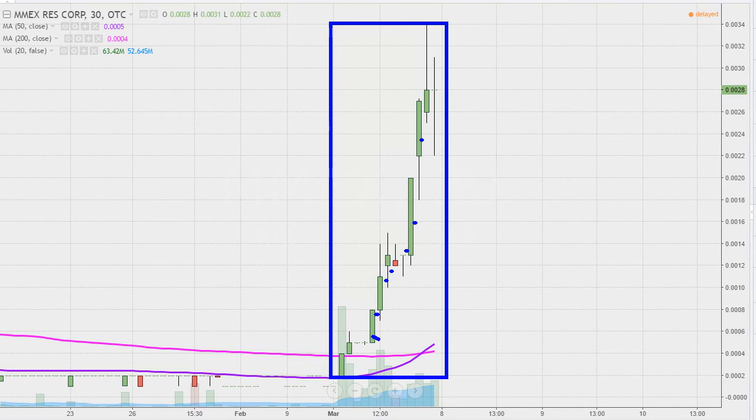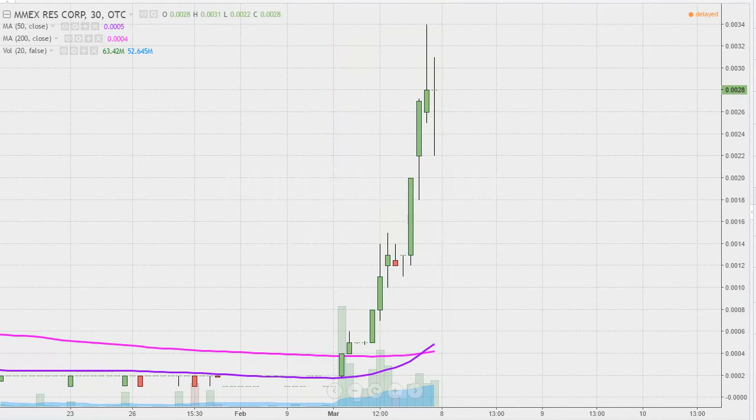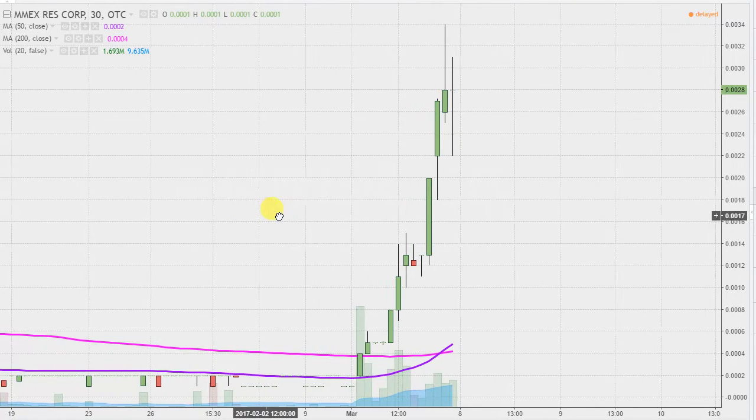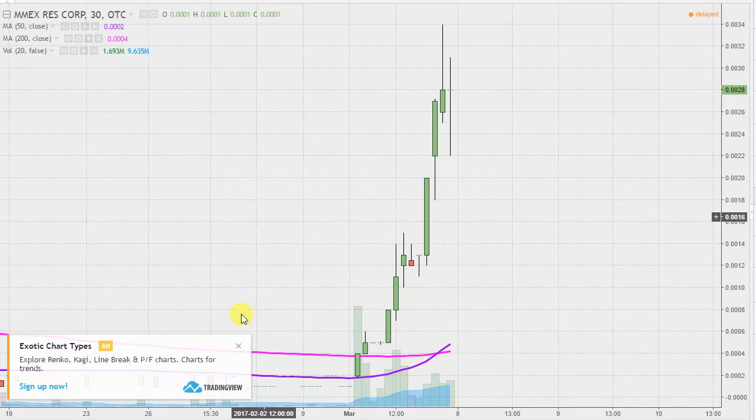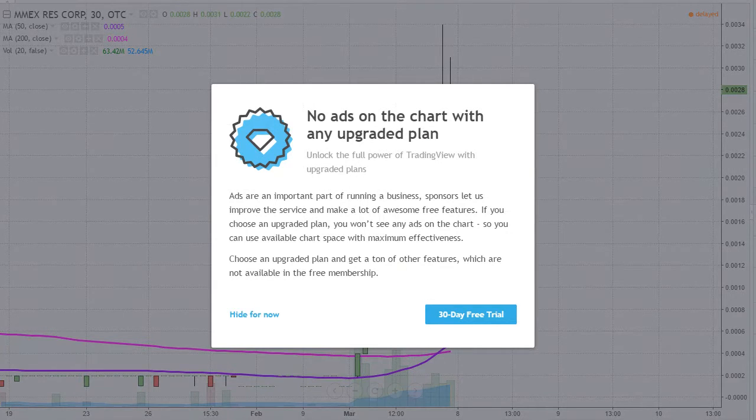Now, I don't mean to state the obvious, but I am anyways. An absolutely monster move here today. Up, I think over 1,000%. But regardless, like I said, I don't want to just sit here and state the obvious. So let's map out some levels of support and resistance and kind of just see, is there any sort of true long-term power to this move or not?